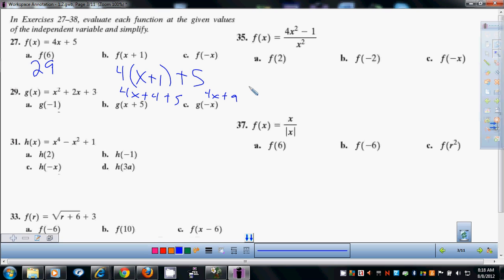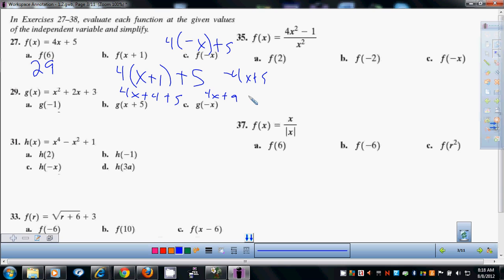What about part C? What do you think we need to do there? Austin, Flower, what do you think we need to do for part C? Yeah, just plug in negative x. 4 times negative x plus 5. So that'll be negative 4x plus 5. Simplify it. End of story. Sometimes your x won't go away, like in notes. Good.